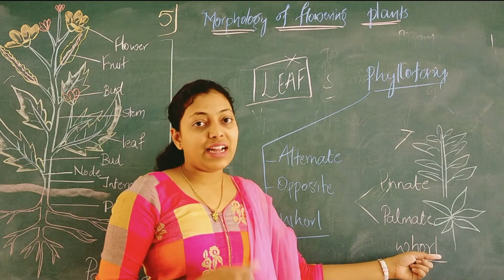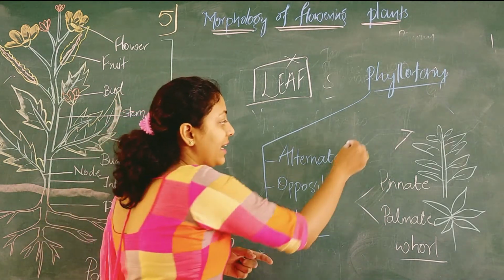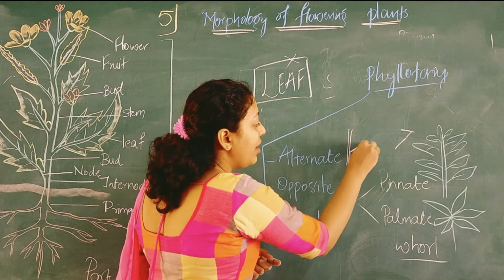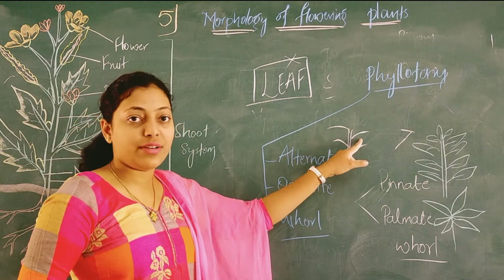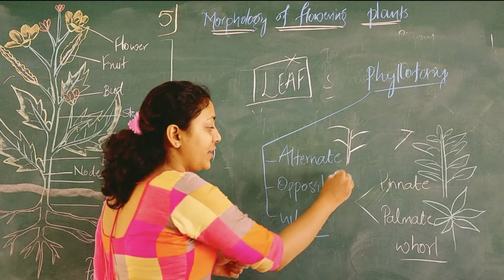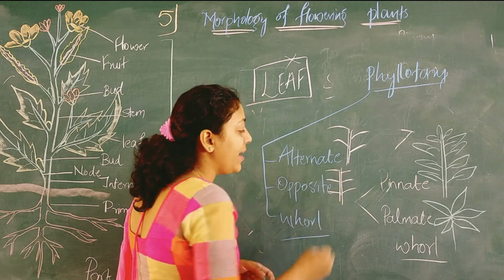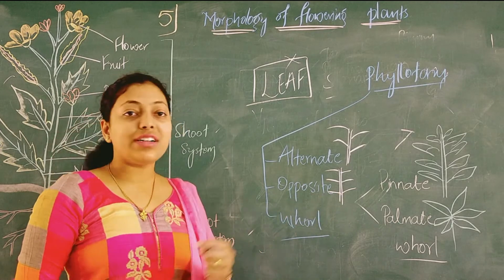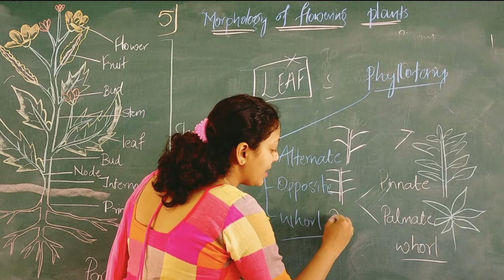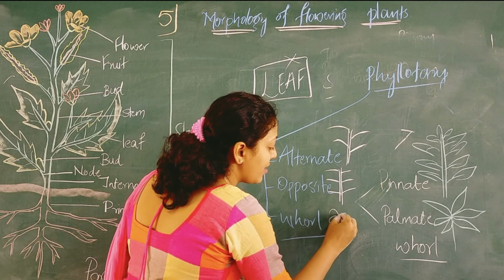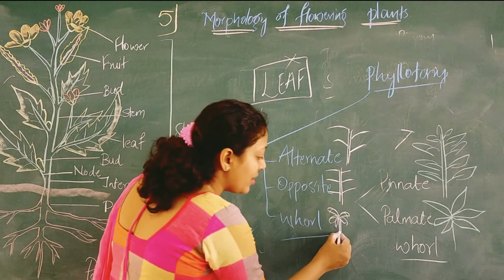Whole arrangement, what do we say? A circular arrangement is whole. Alternate means that from one branch, leaves form alternately. Okay, this is the alternating structure. We call it alternate arrangement. Opposite means that from one branch, a new leaf comes exactly on the opposite side. A whole leaf arrangement is the one wherein we see a circular kind of leaf arrangement. So we call a circular kind of leaf arrangement a whole arrangement.